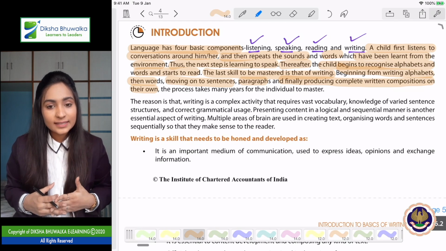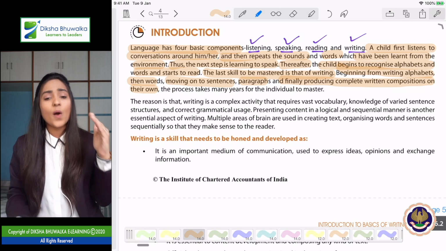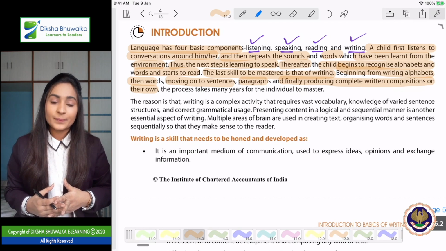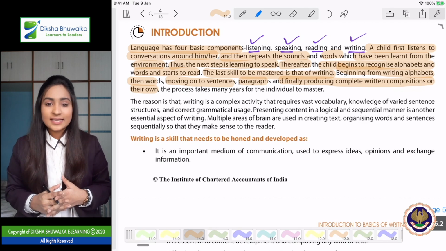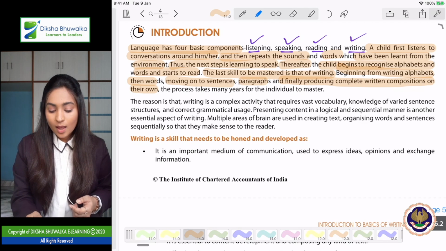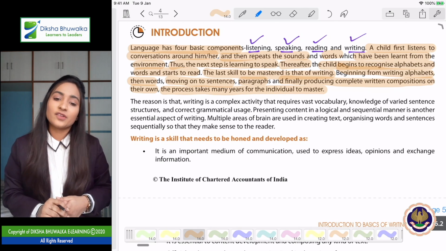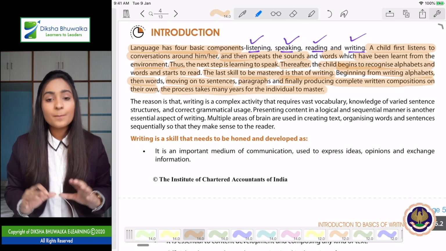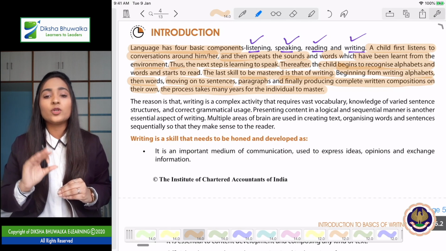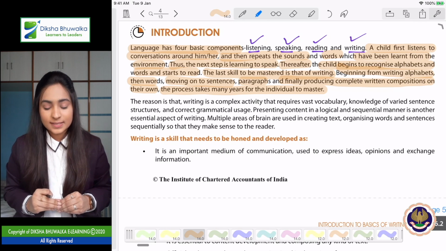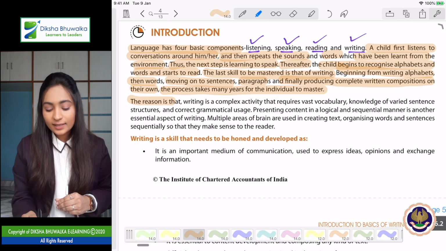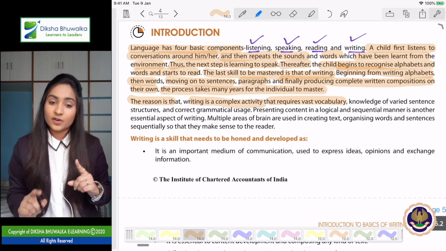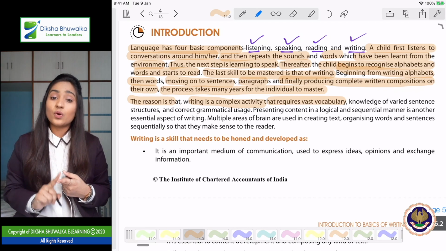And I personally think that a person can go on and on in learning new varieties of writing. He can go on improving his writing skills. The process takes many years for the individual to master. So do not worry, you will not take many years, but at least for the basics, you will be able to complete it in 4 to 5 months. The reason is that writing is a complex activity that requires vast vocabulary. First of all, I told you, it requires a good vocabulary.